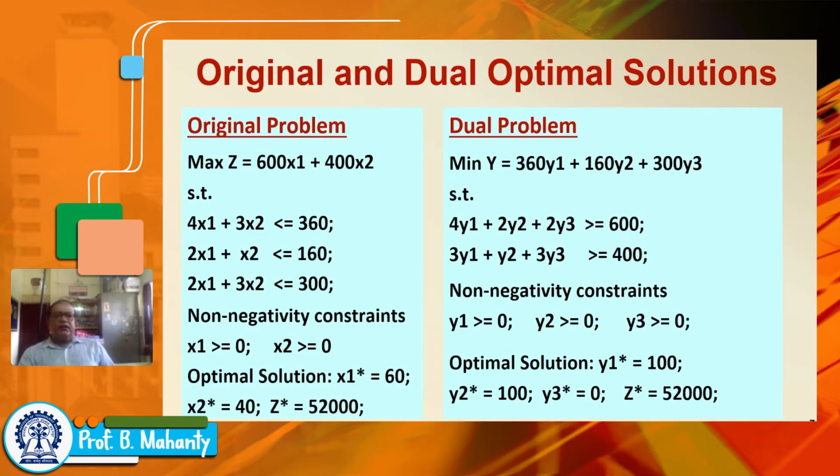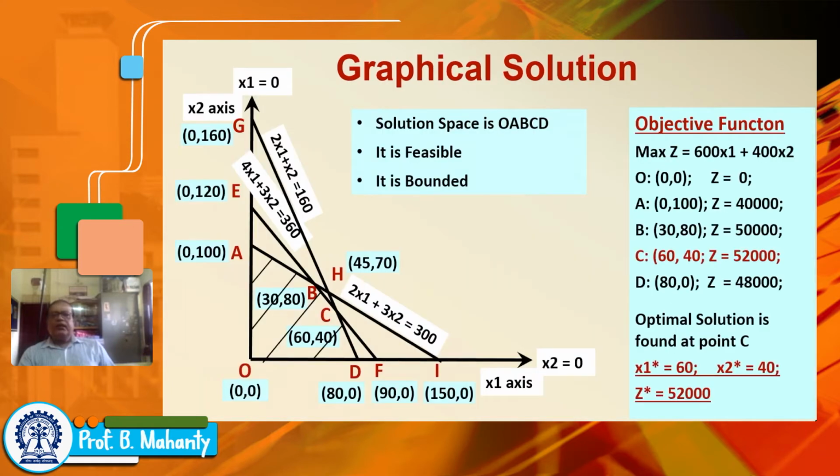Let's look at it graphically. How do we solve this particular problem? So the problem is maximize z equal to 600x1 plus 400x2. Is it all right? And how do we solve graphically? We take all those constraints, that is 2x1 plus x2 equal to 160. So since 2x1 plus x2 is less than equal to 160 in our case, this side is our solution space.